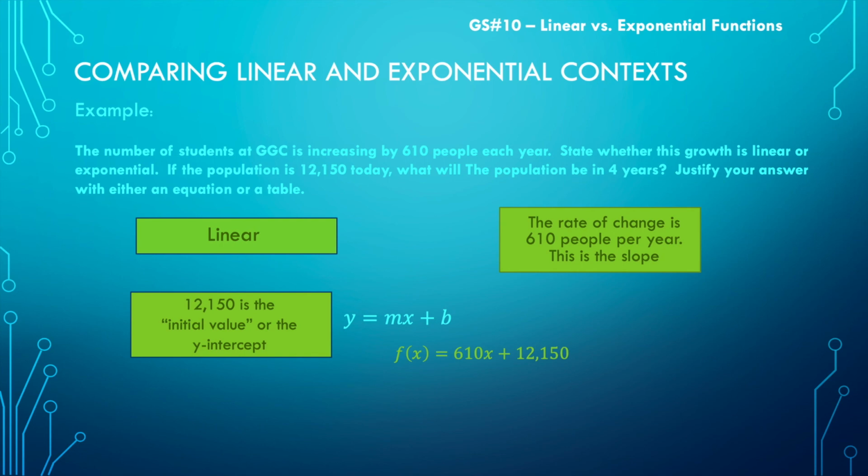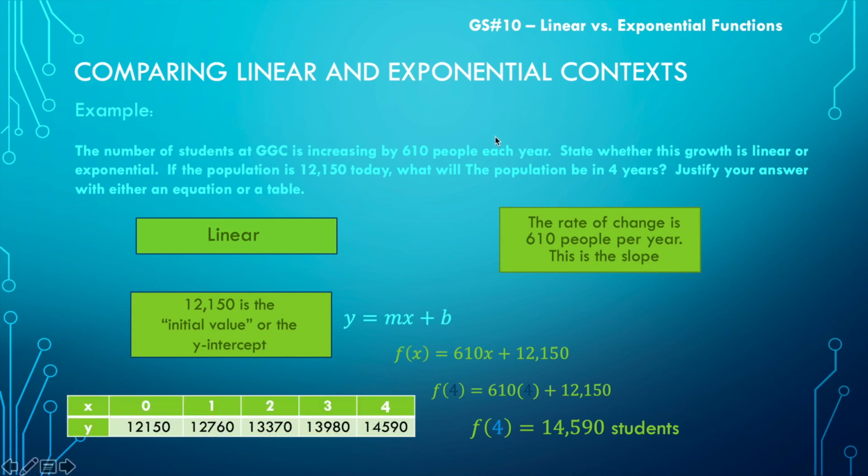And then if I want to find the population in 4 years, again, we're going to take 4 and sub it in for our x value. And we would say f of 4 is equal to 610 times 4 plus 12,150. So we can crunch those numbers and expect that in about 4 years, the number of students at GGC would have increased to about 14,590. Now, similar to our exponential context, you could justify this with a table by starting at your initial value of 12,150 and increasing by 610 each year, and you would end up at the same place.